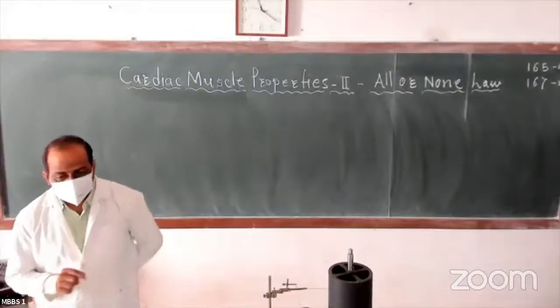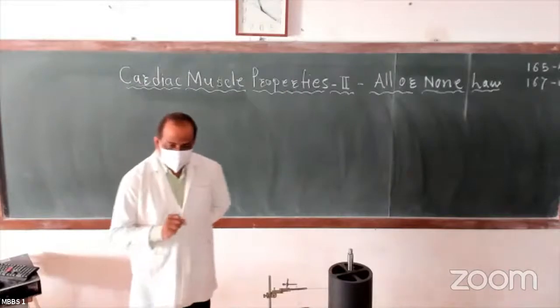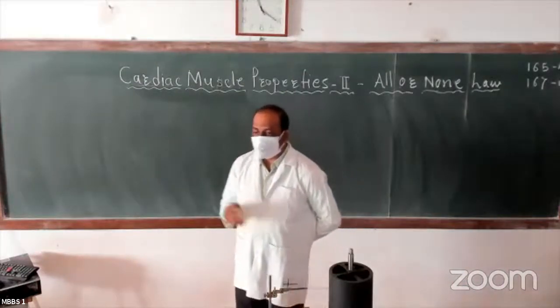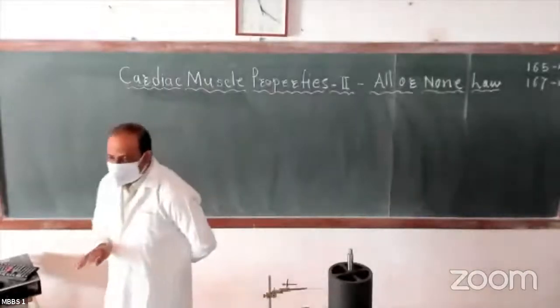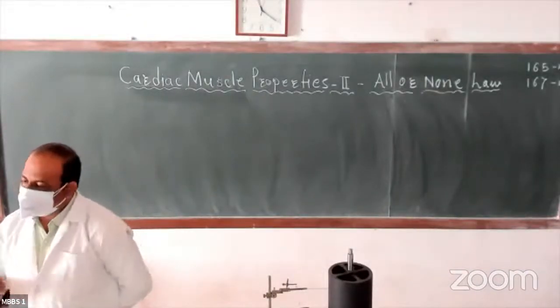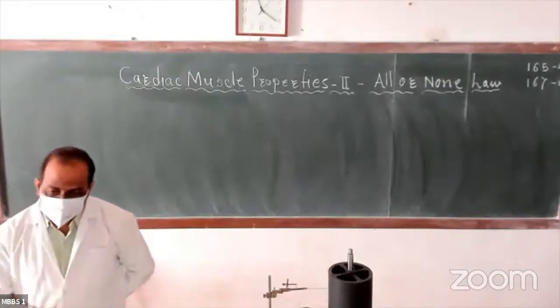There is a generation of the impulse. It shows the property of automaticity. And if you check the rhythm, that is the distance between the two contractions, it is equal, which means the rhythm is equal. The same events occur at a regular interval of time, that is called rhythm. It possesses two properties.